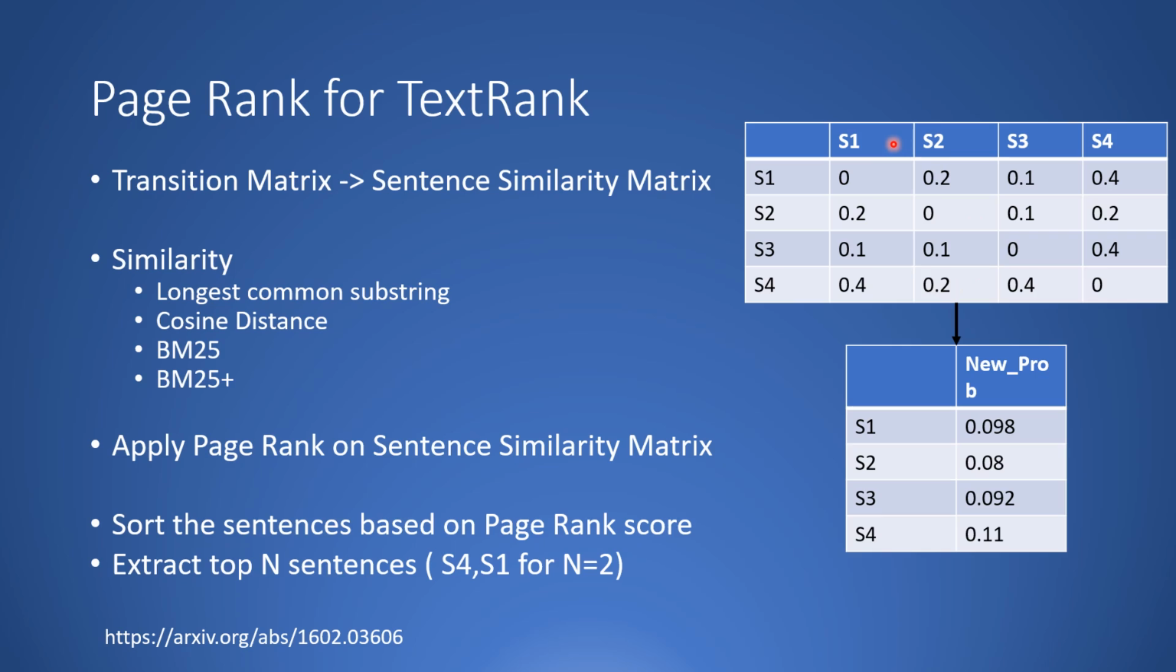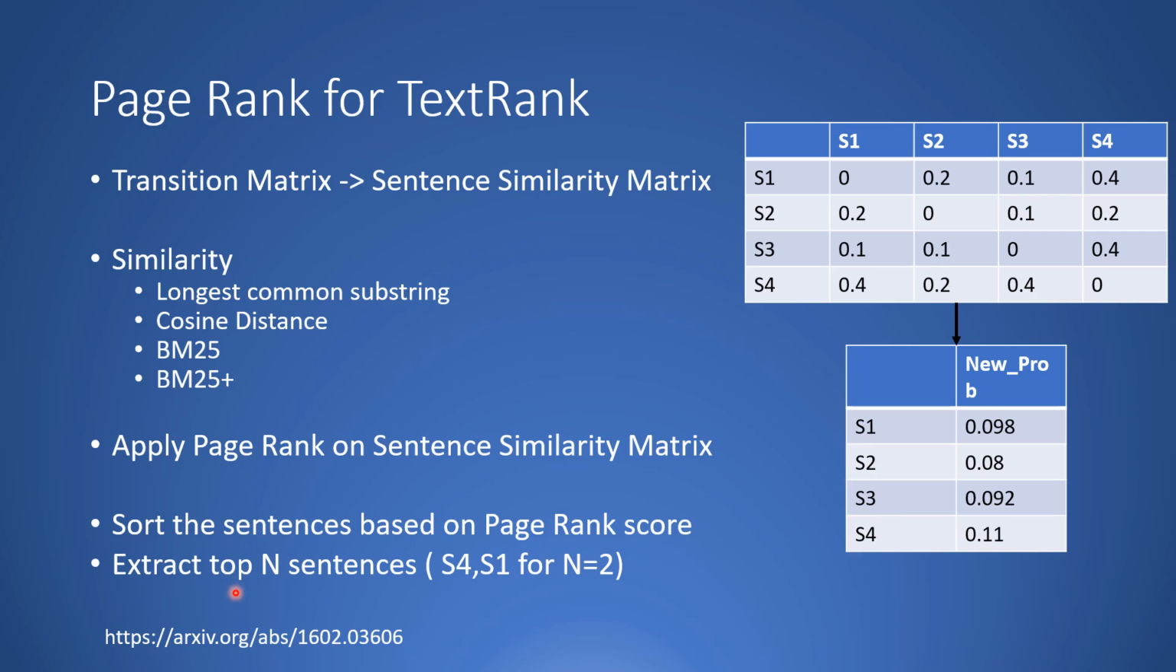Now if you have this sentence similarity matrix computed, then we apply PageRank. As seen before, you have an initial probability matrix, and then you have the damping factor, and you run the algorithm, and you finally get the final probability values for each of these sentences. With this particular sentence similarity matrix, we have got this as our results. Now we sort these sentences based on PageRank score. When you sort this, you will get S4 first, then S1, then S3, and finally S2.